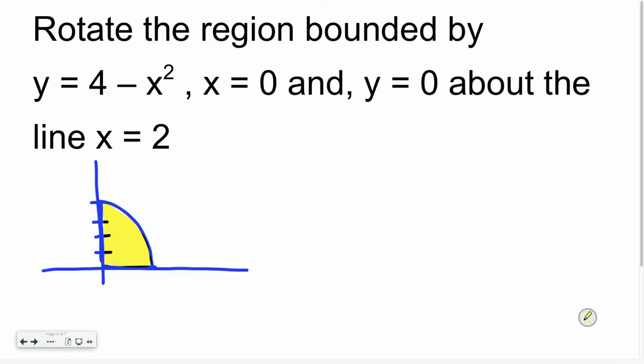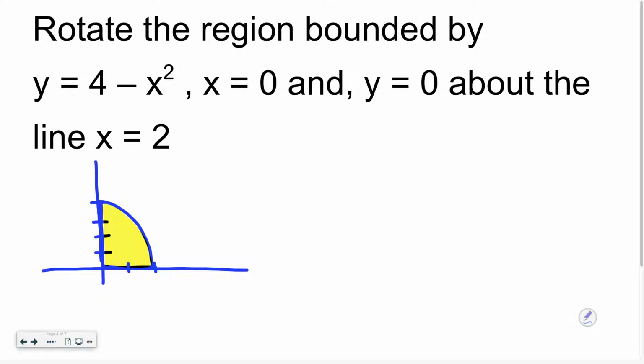Okay, is this our region right here? Y equals 4 minus x squared is a parabola, opening down, up 4. We're cut off by the x-axis and the y-axis. What is this coordinate right here? 0, 2. Try that again, Colby. 2, 0. Thank you.